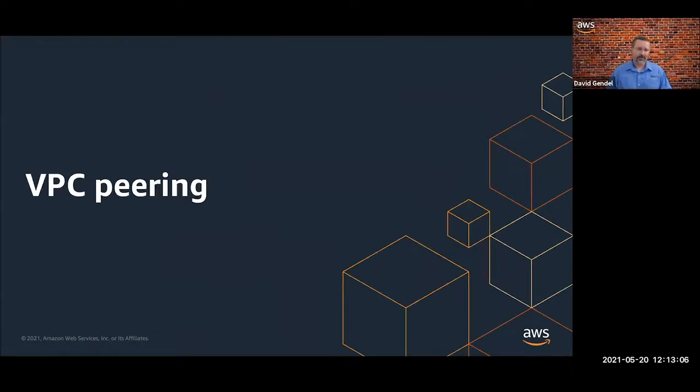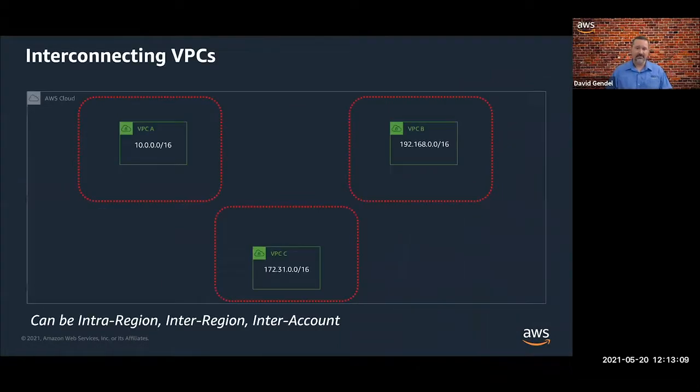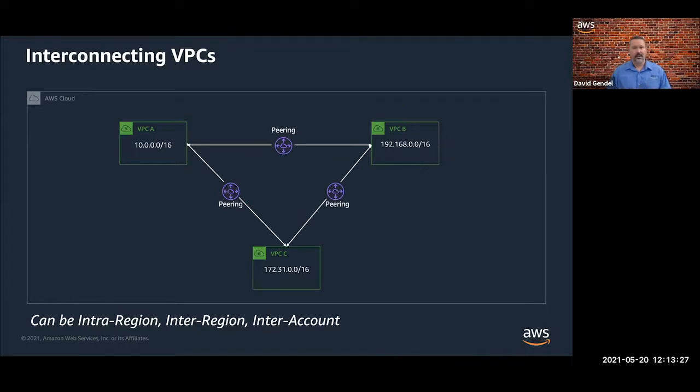So let's start with VPC peering. By default, AWS provides network isolation between VPCs. Resources running in VPC A here have no connectivity to resources running in VPC C as an example. VPC peering is a network connection between two VPCs, and it enables you to route traffic between them using the private addresses, IPv4 or IPv6.